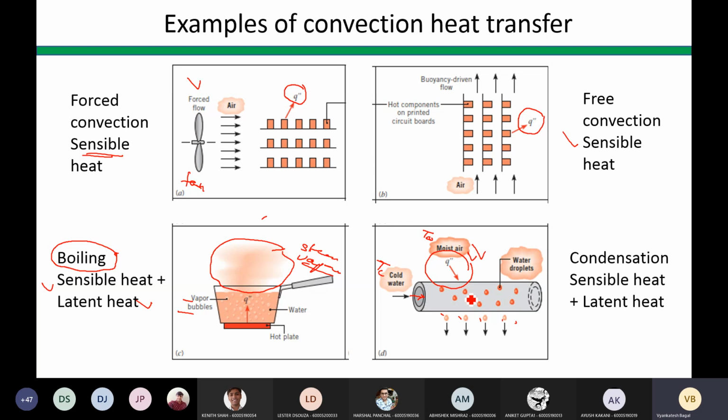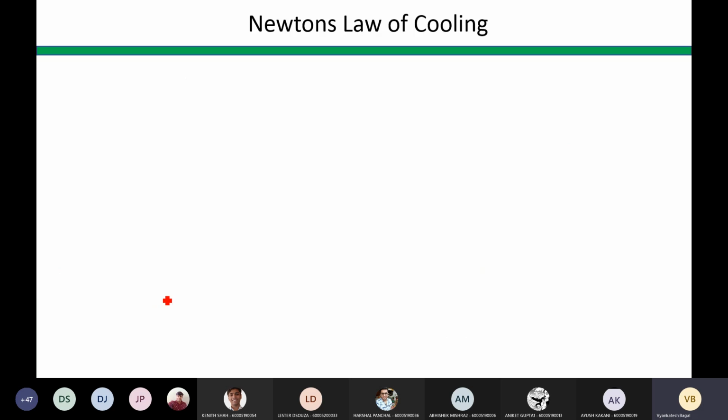Now there should not be confusion about which is free convection, which is forced convection, and where the sensible heat is and where the latent heat is. Latent heat we talk about whenever there is a change of phase. Change of phase is at constant temperature. The phase change may be boiling or condensation. So water boils at 100 degrees centigrade, or steam condenses at constant temperature. So remember, boiling and condensation are both forms of convection.